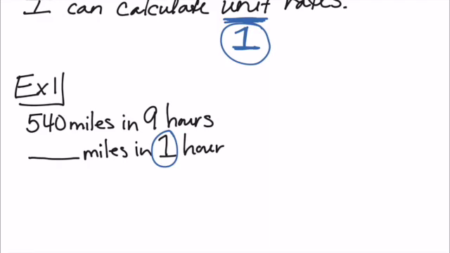So here's how we're going to go ahead and set up this problem. And every setup of every unit rate is going to be line, line equals line. And you're going to get tired of hearing me say that. Line, line equals line.